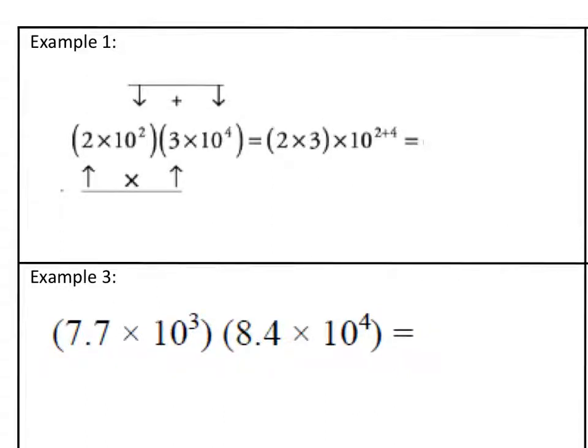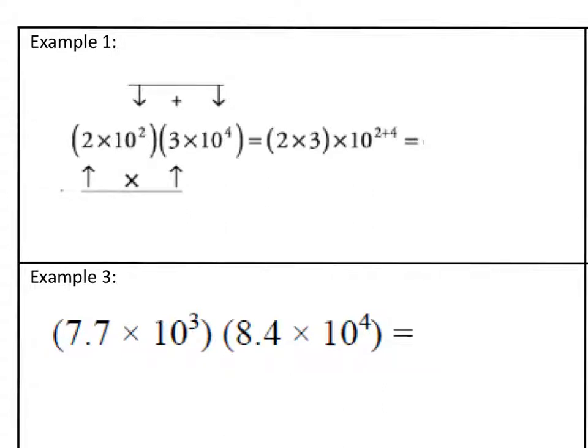Now let's take a look at what happens when we multiply or divide with scientific notation. So in the first example, we have 2 times 10 squared times 3 times 10 to the 4th. Note what we're supposed to do is multiply the 2 and the 3. And then note that we will add the exponents because we have the same base of 10.